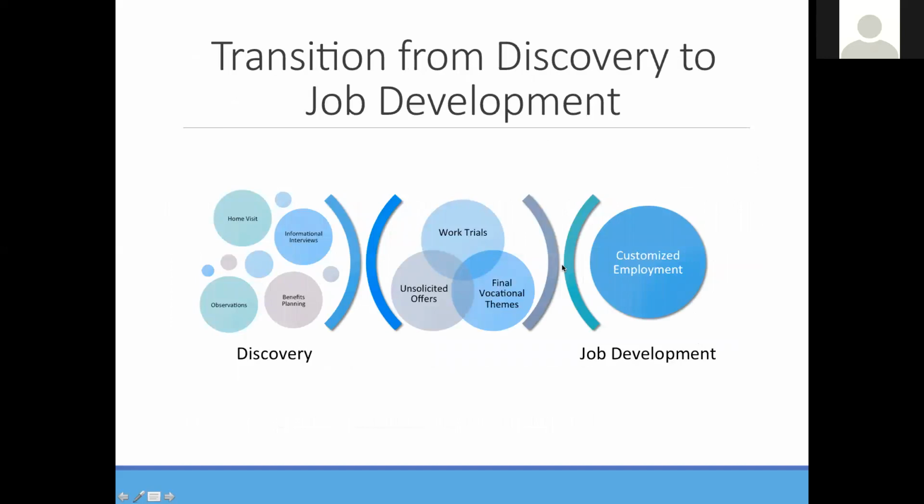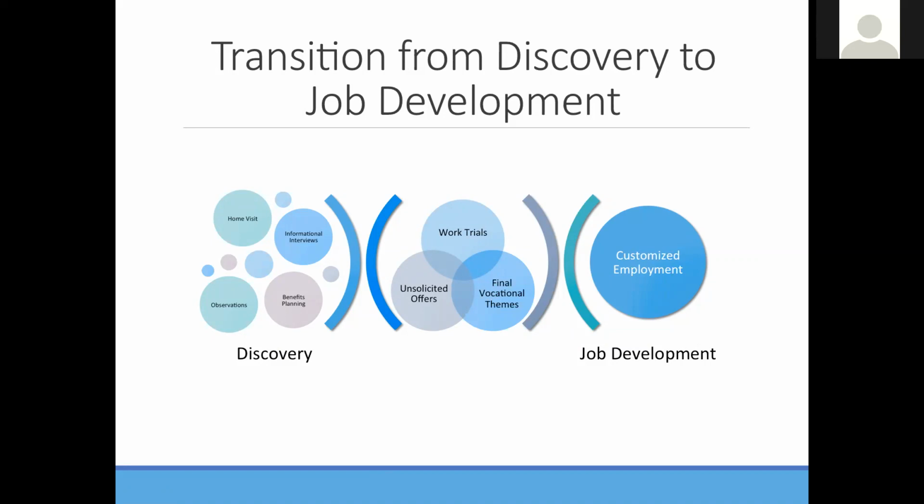So I'm a visual learner. And so we think about, oftentimes it's really easy to just jump from home visit to wanting to plug somebody into a job. But there's a lot that happens in between that really gets us to that customized employment outcome. And discovery is a process. So we start with the home visit. Then we do skill and task observation. We pull in some benefits planning. That information leads us to where we go and do informational interviews and what businesses we go and ask for advice from. And then maybe that's where we do some work trials.